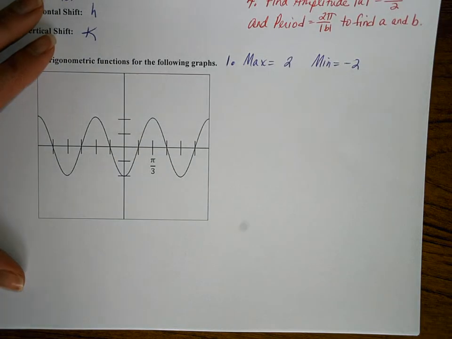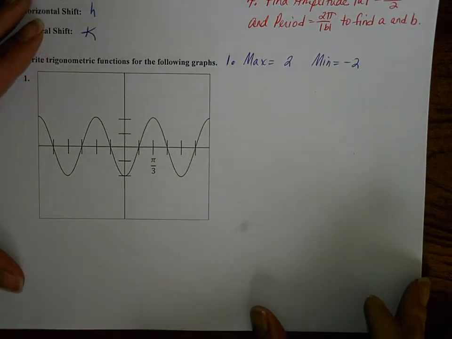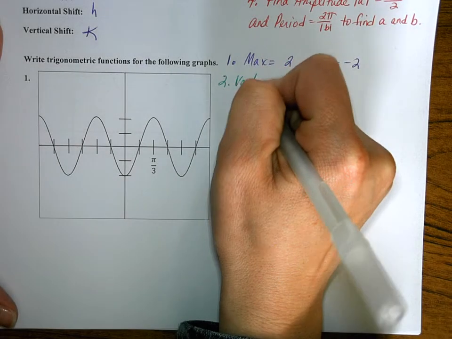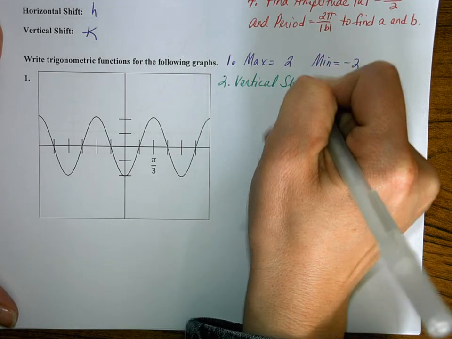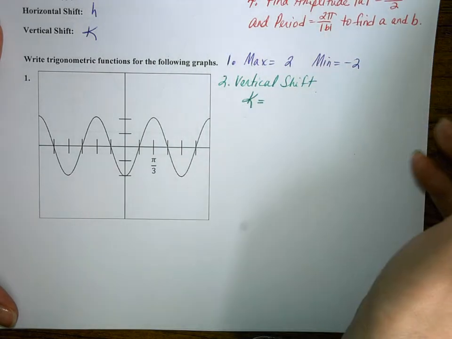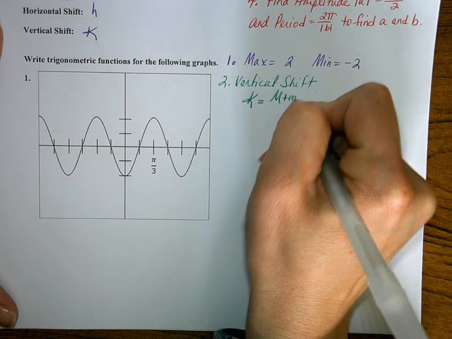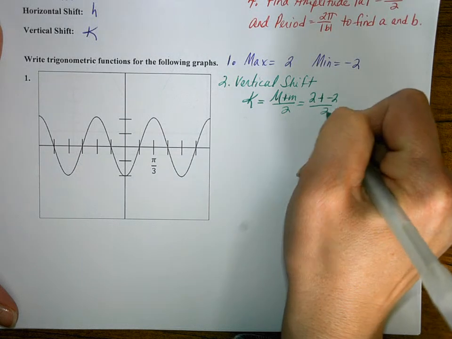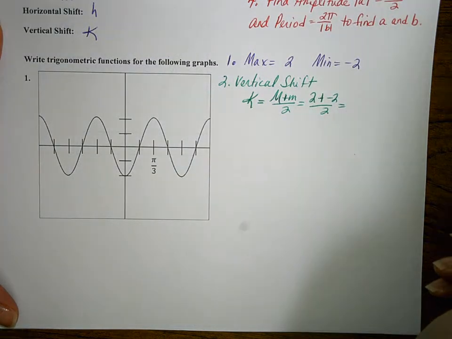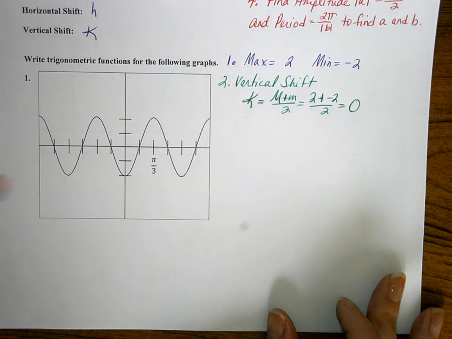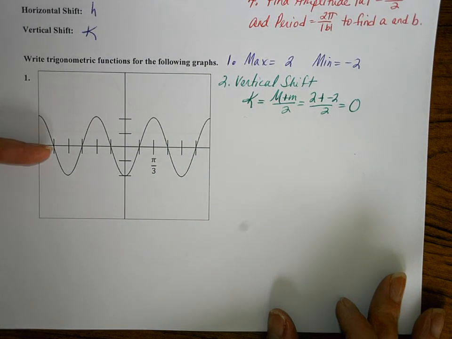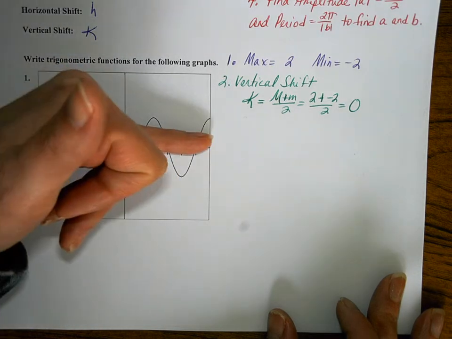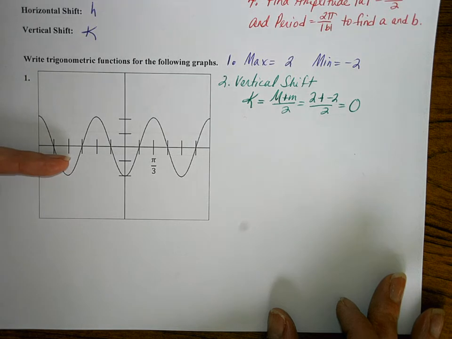Now, that information helps me greatly because what do I do second? I'm going to find that vertical shift. The vertical shift, the k value, is equal to the maximum plus the minimum divided by 2. So if my maximum is 2 plus my minimum of negative 2 divided by 2, what is my k value? 0. Does that make perfect sense? Look at this graph. Did it shift up or down at all? No, it's centered right there over the x-axis, over the horizontal line of y equals 0. That should make sense to us.